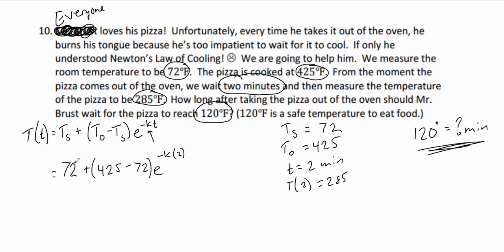And when t is 2, we know the temperature is 285 degrees. So the only thing here I do not have is that k value. That's the only unknown I don't have. So here's how we're going to solve it.